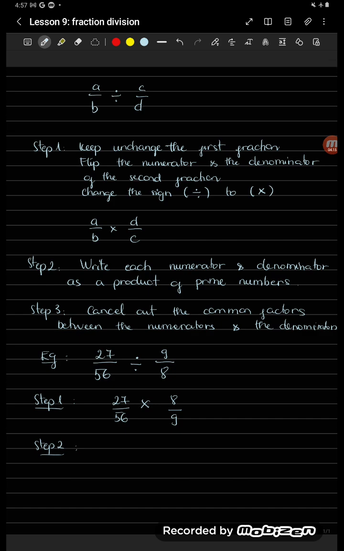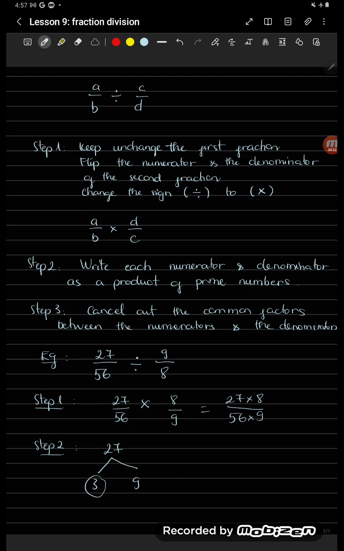So we need to write down the numerator and denominator as a product of prime numbers. So we start with 27. So you know 27 can divide by 3, right? It cannot divide by 2. 2 is the smallest prime number, but it cannot divide by 2. So we check with number 3. So 27 can divide by 3, and the answer is 9. And 3 is a prime number, so we circle it.